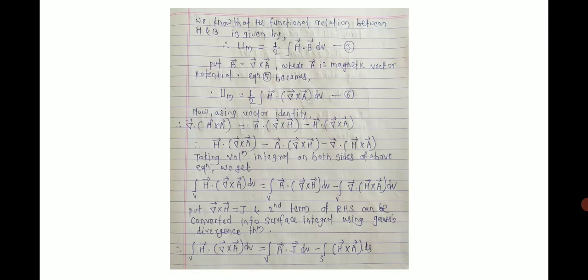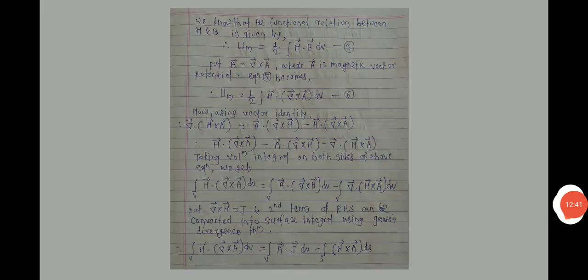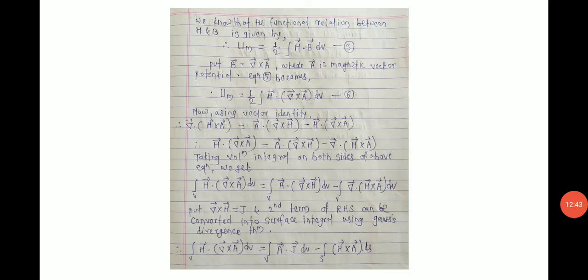Next, we know the functional relation between H and B, and that relation is Um equal to 1 by 2, that is one half, integration of H dot B dV, equation number 5. That is the functional relation between H and B.